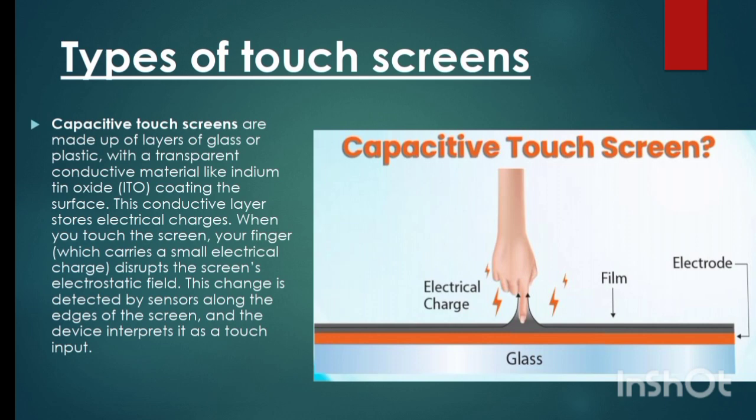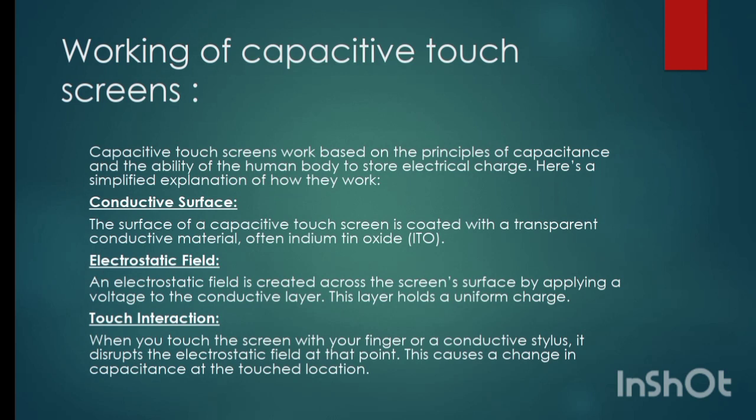In this picture, you can see capacitive touch screens work based on the principles of capacitance and the ability of the human body to store electrical charge. Here's a simplified explanation of how they work. Number one, conductive surface. The surface of a capacitive touch screen is coated with a transparent conductive material, often indium tin oxide. Number two, electrostatic field. An electrostatic field is created across the screen's surface by applying a voltage to the conductive layer. This layer holds uniform charge. Number three is touch interaction. When you touch the screen with your finger or a conductive stylus, it disrupts the electrostatic field at that point. This causes a change in the capacitance at the touch location and your touch screen works.